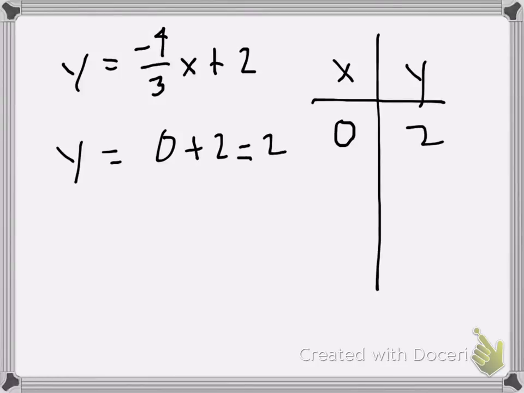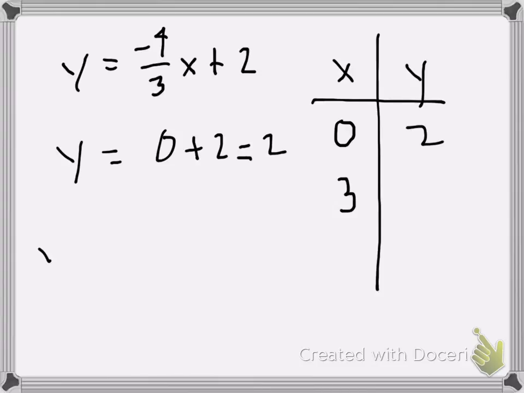And then for my next point, I'm going to choose an x that's a multiple of 3. Because I have that 3 in the denominator of the fraction, if I choose an x value that's a multiple of 3, I can get some fractions canceling out, get some things that are a little easier to work with, and get some points that are actually graphable in MyMathLab. So I'm going to choose an x value of 3 here for my second one.